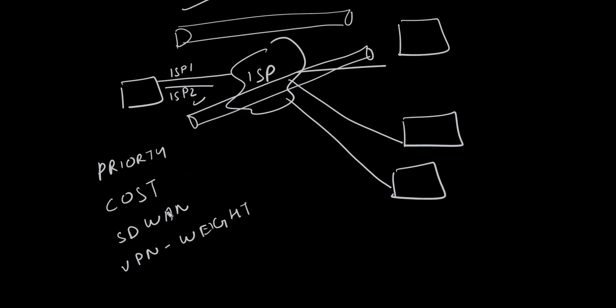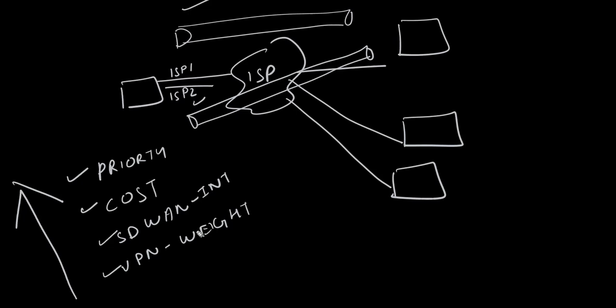The first thing always preferred is the VPN, then your sd-wan, then your cost, then your priority. So basically, a VPN weight will be taken first, then the sd-wan. That is talking about the sd-wan interface. Then the cost of whatever interface you're working with, and the priority of it. So it goes like this.